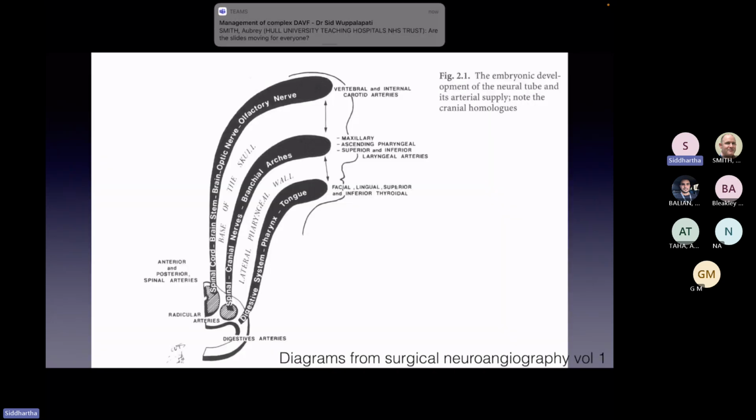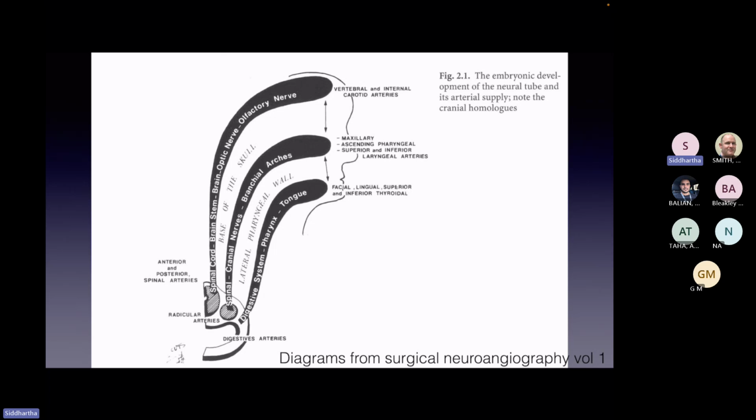Going to the next, this is again from Surgical Neuroangiography. This is how it shows the central nervous system, where spinal cord, brain stem, brain, optic nerve, and olfactory nerve, while the peripheral nerves are the cranial nerves and the branchial arches and the digestive system. So that's how it shows, and the blood supply going towards the heart.